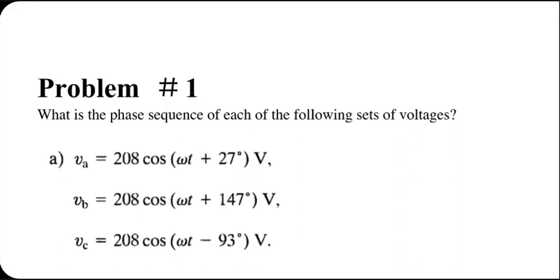expressions for the three phase voltages. These are not phasors, okay? The corresponding phasors can be written very easily. The peak value is 208 volt in each case. Omega does not have to be known for solving this kind of problem. The phase angle is 27 degrees for VAN plus 147 degrees for VBN. So you can see that there is plus 120 degree phase shift between phase A and phase B.